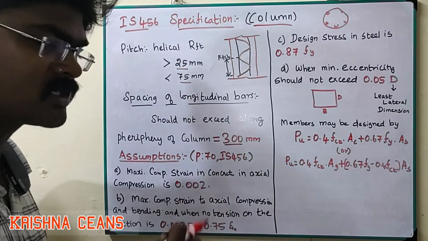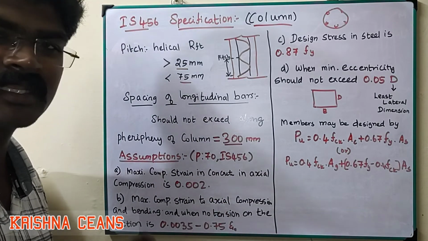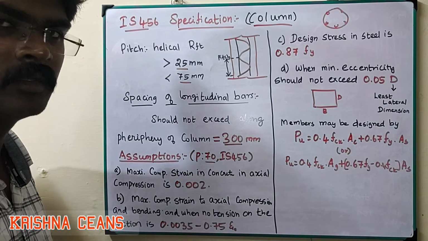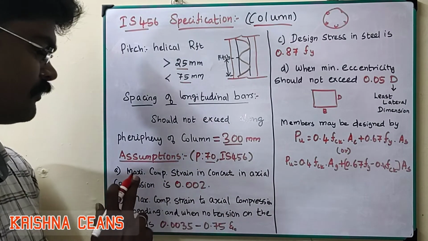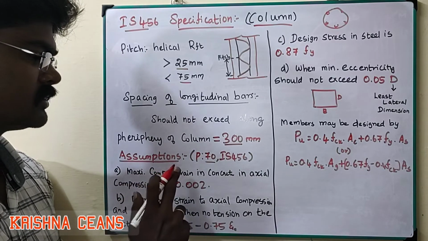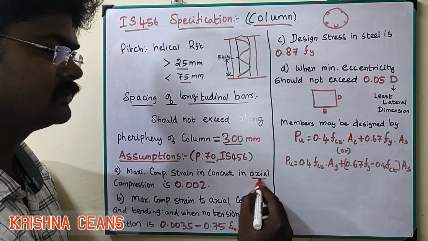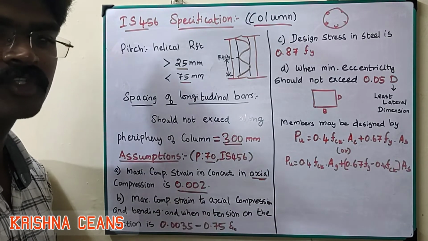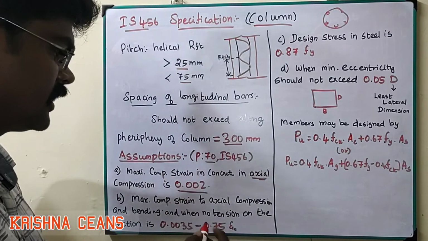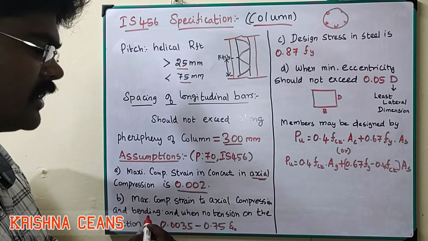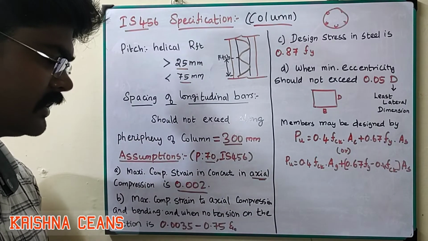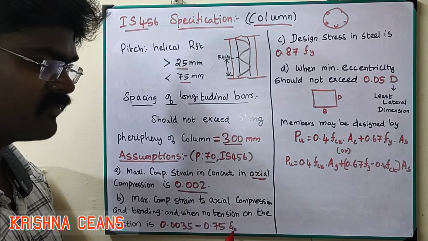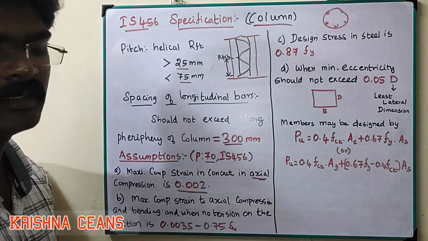Then the following assumptions we have to take care of while designing this column, which are mentioned on page number 70 of IS 456. The first one is the maximum compression strain in concrete in axial compression. At that time we assume 0.002. In case of axial compression and bending, when no tension is acting, at that time we maintain 0.0035 minus 0.75 times the strain at the least lateral dimension.